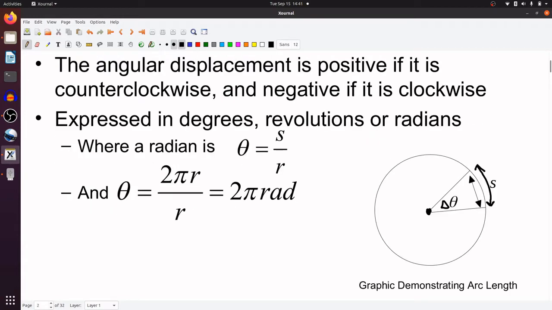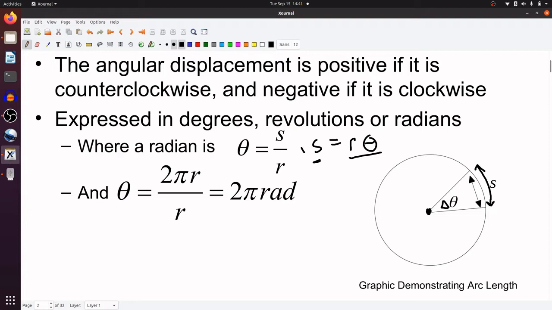A radian is defined as S, which is your arc length, which I kind of drew here as well, divided by R. We usually write this, and I usually express this as S equals R theta, where S is your linear variable, and then R theta, that's your angular counterpart.